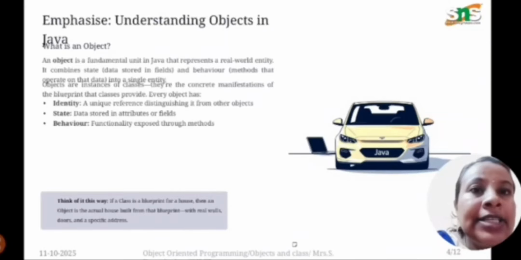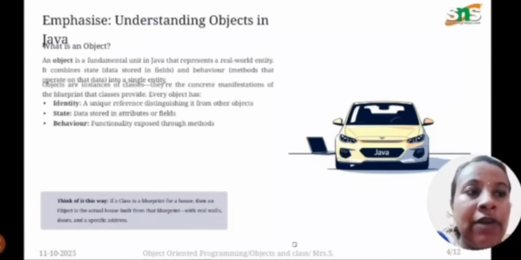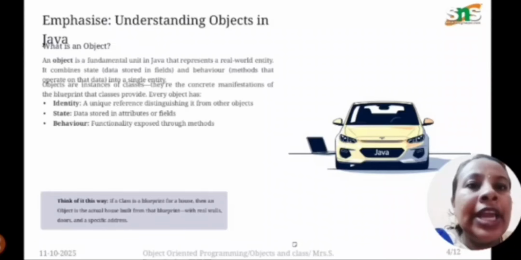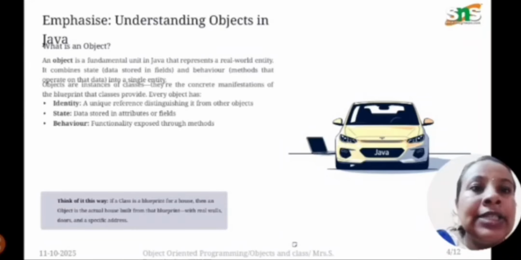So let us understand with the design thinking concepts. The first stage is empathize. So understanding objects in Java. Why are we implementing objects in programming? So what is an object? An object is a fundamental unit in Java that represents a real world entity. It combines state, data stored in fields, and behavior, methods that operate on the data, into a single entity. An object is an instance of a class. They are concrete manifestations of the blueprint that classes provide.